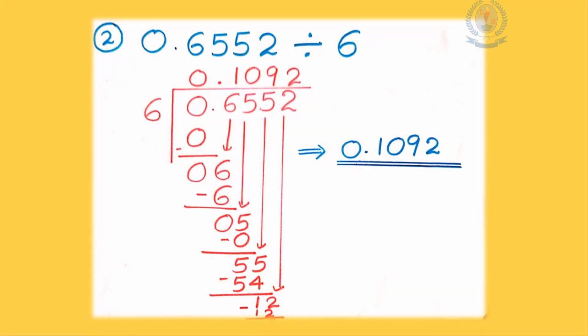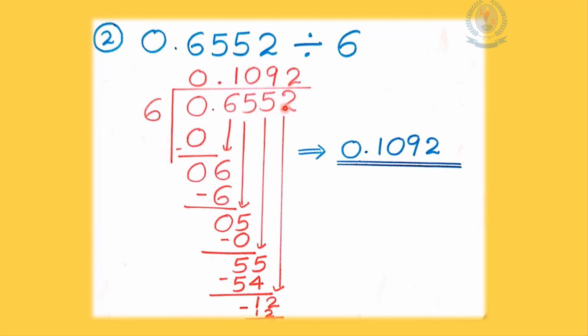Second example, 0.6552 divided by 6. Here I have used the long division method. Then 0.6552 should come inside and 6 goes outside. 6 times 0, 0. Then keep the decimal place, then take this 6 down. Then 6 times 1 equals 6. Then again here 0. Then take that 5 down. Then 6 times 0. Then here 5 is remaining.